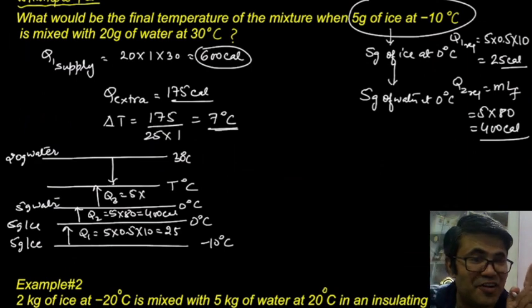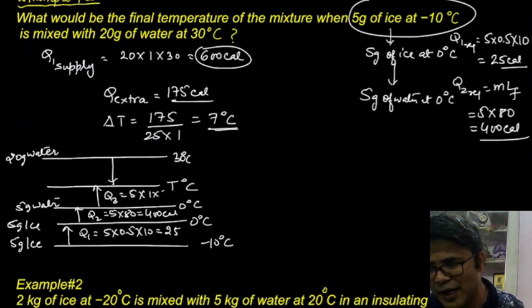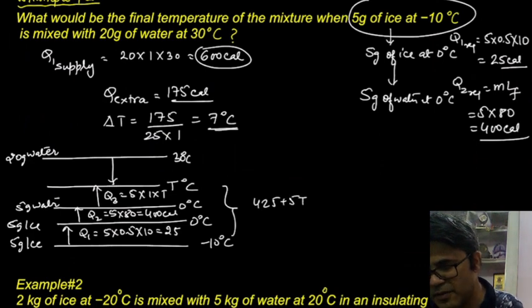Now instead of 0.5 it would be 1, because now it is water, so specific heat of water would be used, 1 into T. So this is the total demand. What is the total demand? 425 plus 5T. And what is the supply in one shot? In one shot it will supply 20 grams into 1 into loss in temperature, which is 30 minus T.